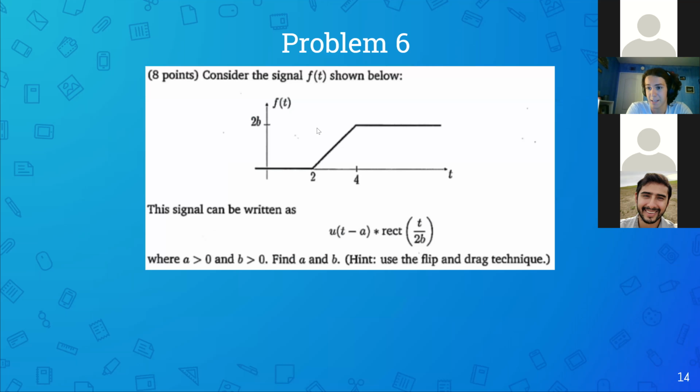Okay, let's go ahead and get some questions. Another question that was on a previous midterm right here. Consider the following signal, f of t. The signal can be written as u of t minus a times rectangle of t over 2b, where a is greater than 0 and b is greater than 0. Find a and b.